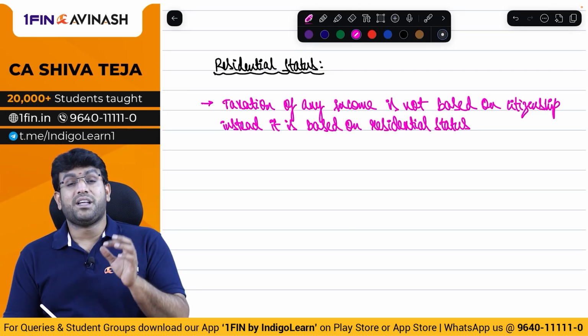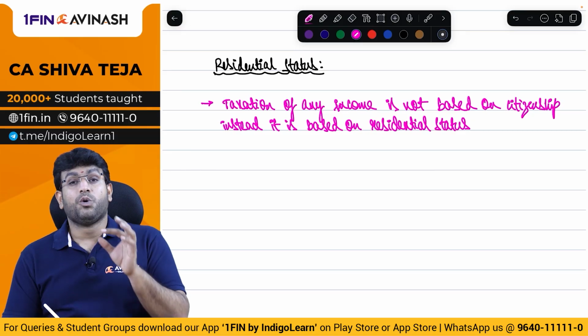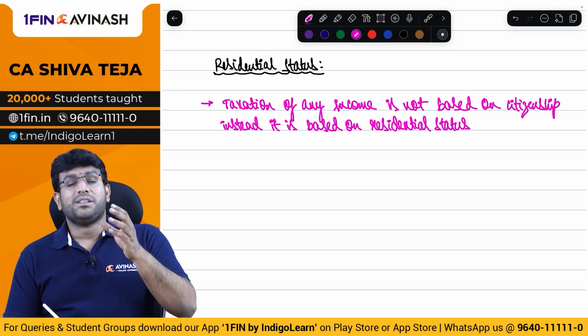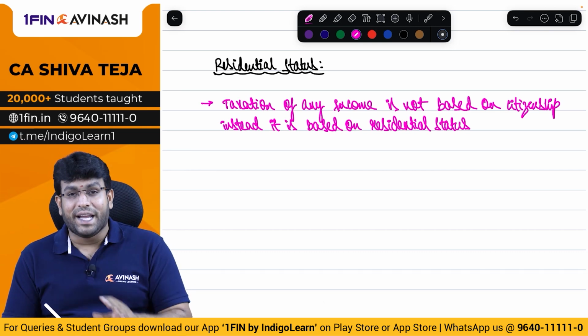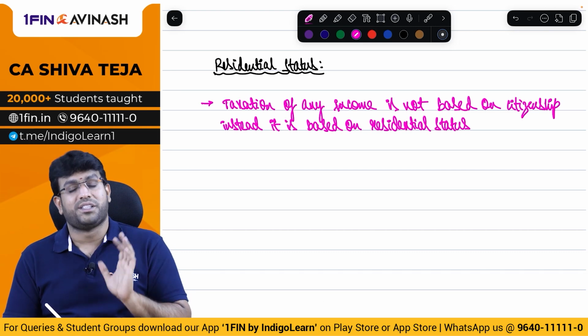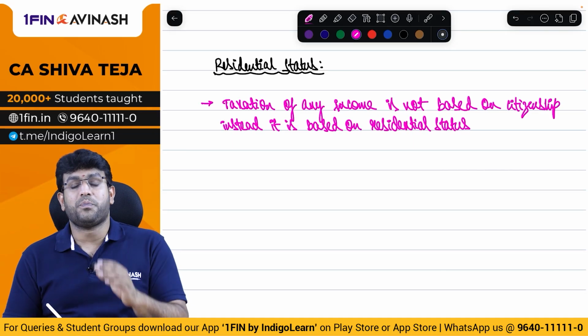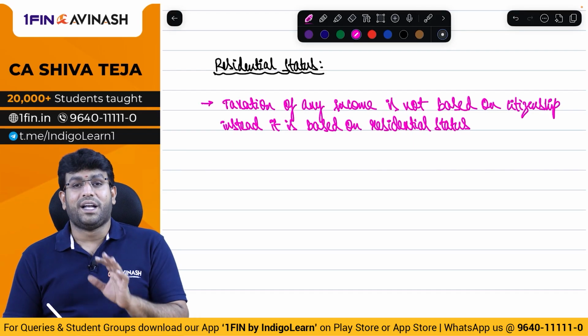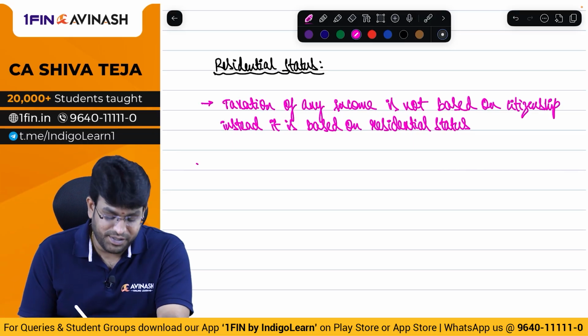Taxation of any income is not based on what, my dear friends? Citizenship. So, citizenship is not the criteria to determine residential status. That is the interesting point you have to note. Come on, what did I just say? Citizenship is not the criteria to determine residential status, and citizenship is not the criteria to determine the taxability of any income. What is the criteria is only residential status.